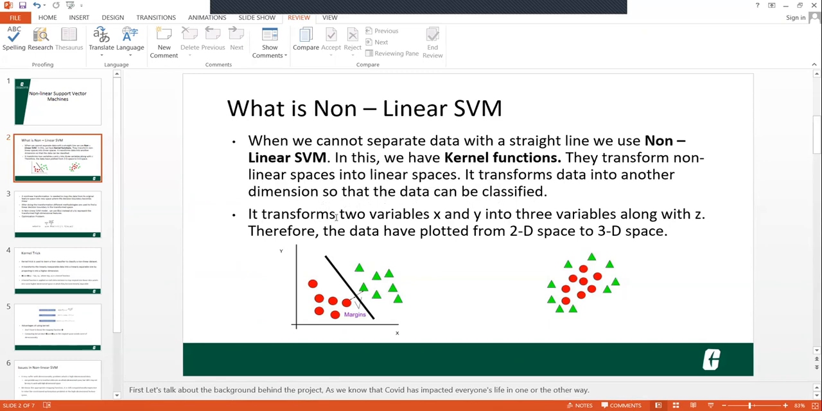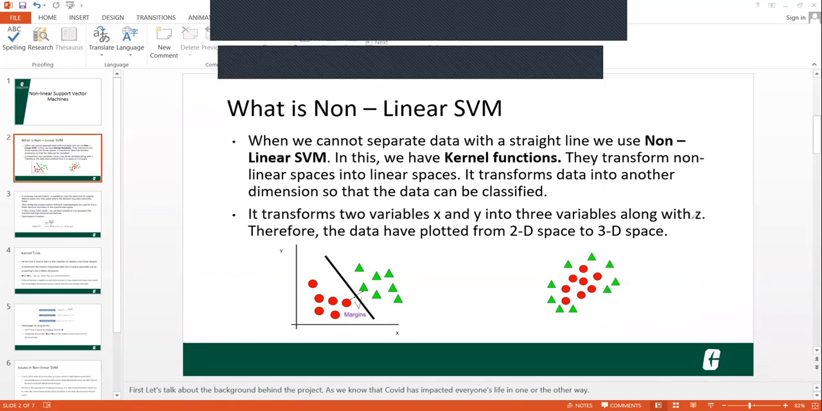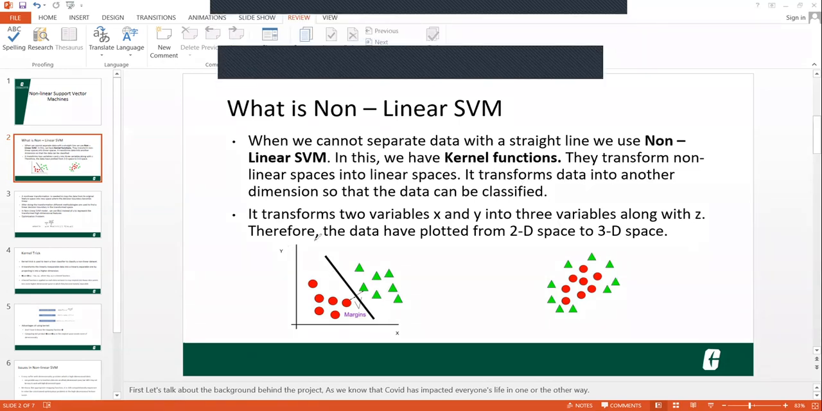It transforms two variables x and y into three variables along with the set. Therefore, data is rotated from 2D to 3D. Here there is a figure. In the first figure, we can see that y and x represent the 2D. In the second figure, it represents the 3D, along with the set.